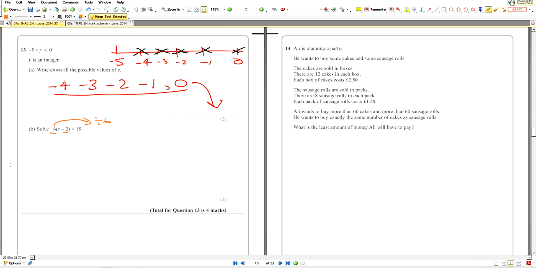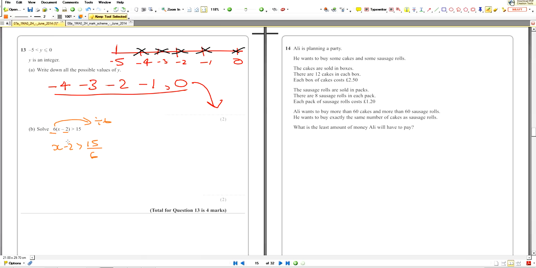So we treat the inequality sign as though it was an equal sign, in the way we do the maths. The only time we have to do something with the inequality sign is if you divide or multiply by a negative number, then you reverse the sign. That's all. So now we have x minus 2 is greater than 15 over 6.